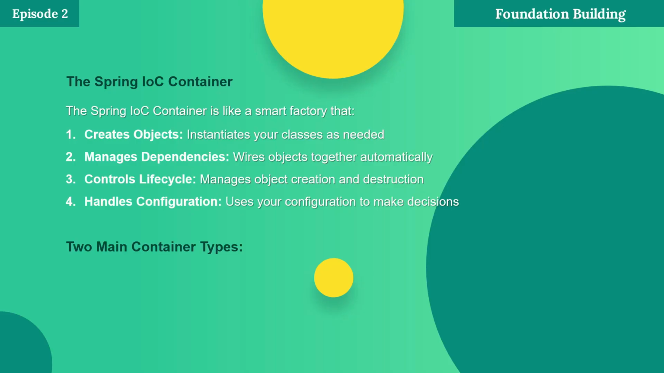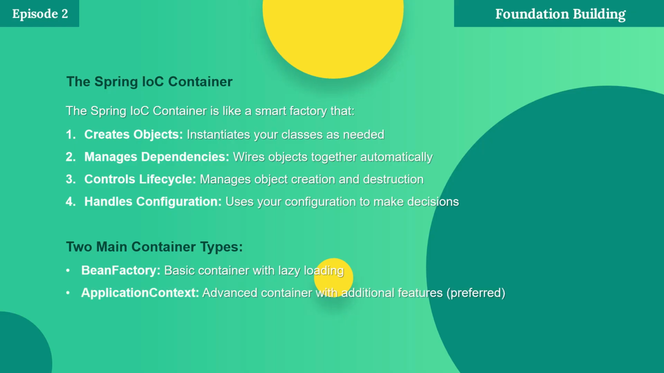Now there are two main container types. We have the bean factory, which is the basic container with lazy loading. And then we have the application context container. This is an advanced container with additional features, and this is mostly preferred.